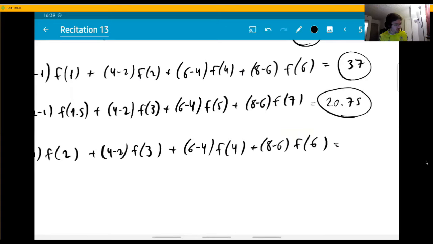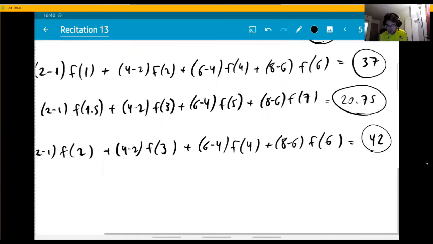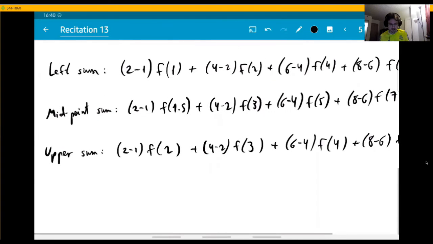What do you get when you plug all of this? You get 42. This one is definitely larger than the value of the integral because you're always selecting the highest possible value of the function in each subinterval.